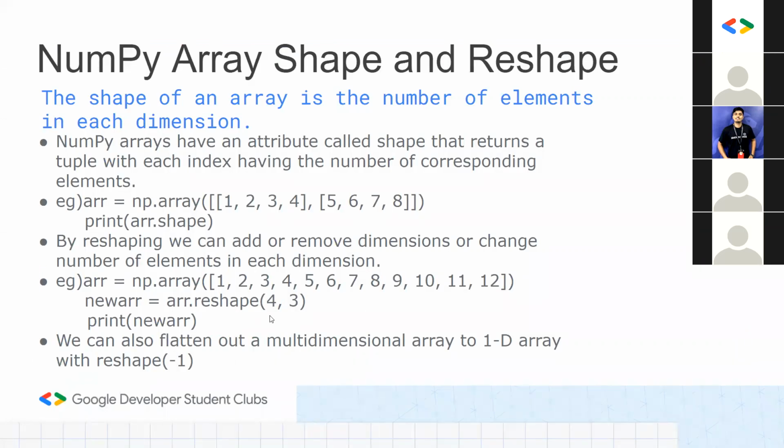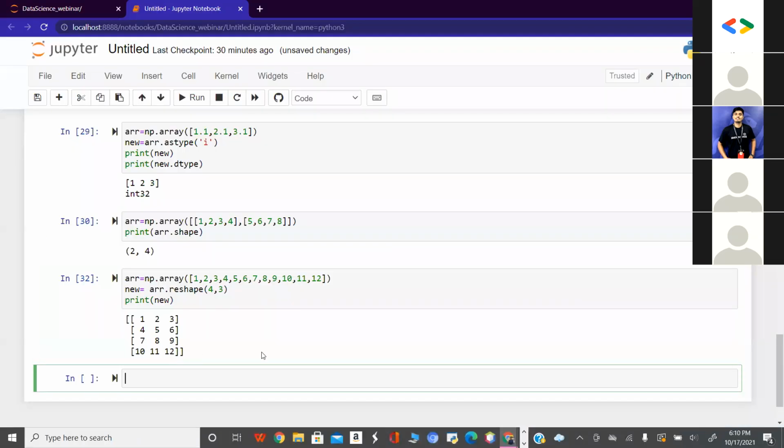And yeah, this is also a very good feature, that we can flatten out a multi-dimensional array into a single dimensional array by just calling reshape -1. So let's do that. Let's say new.